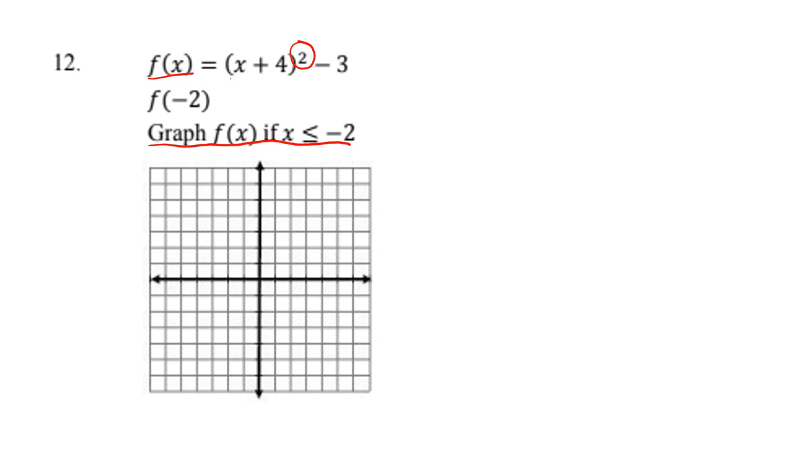Now I stopped and said squared like that because that's telling us what kind of graph it is. Because it's squared, that means we're dealing with a quadratic here, and quadratics look like U's, okay? First step is done, we identified it. Second step is, where is that vertex?